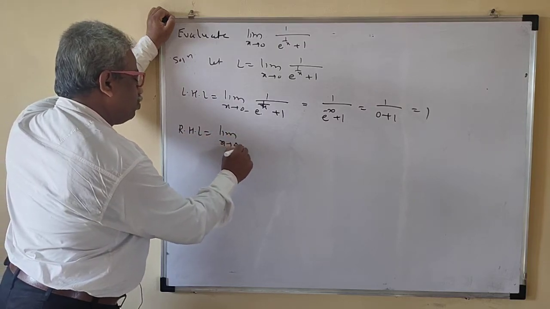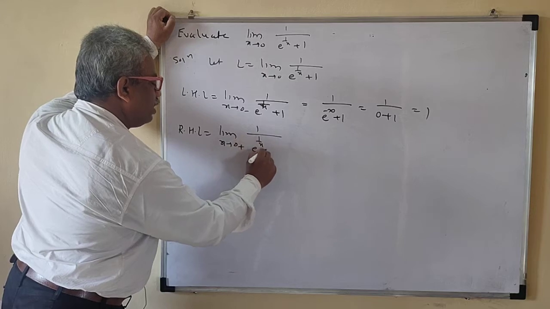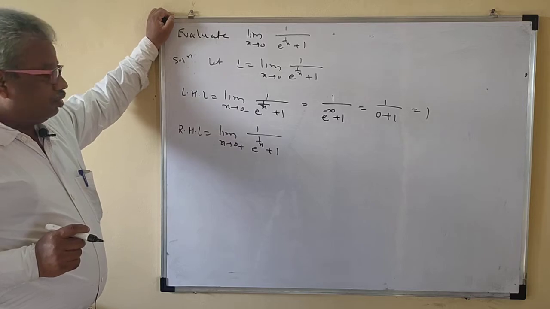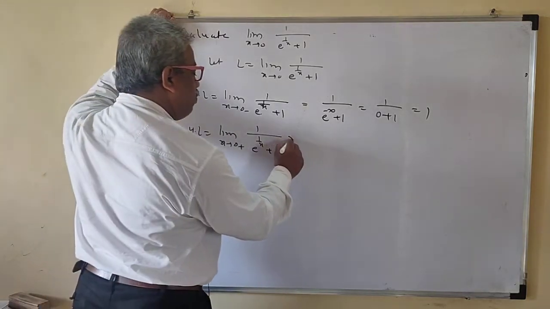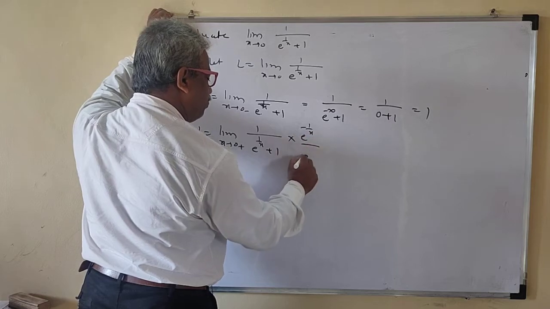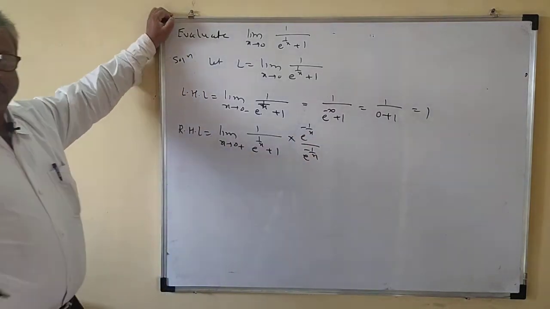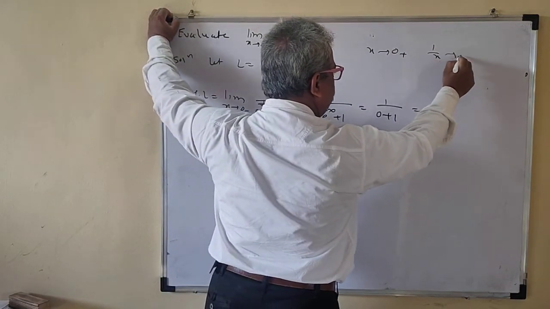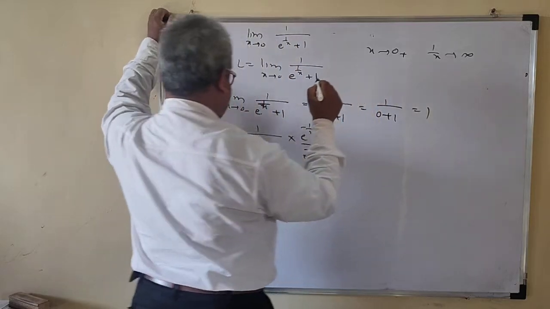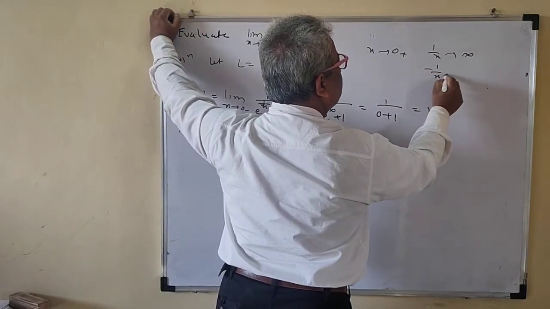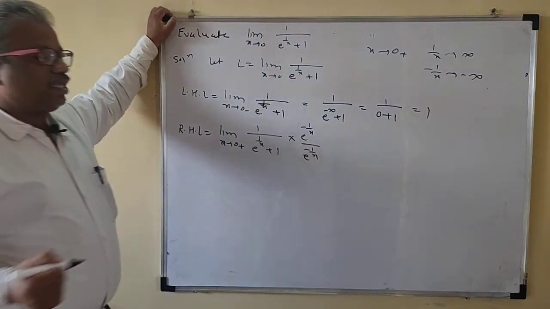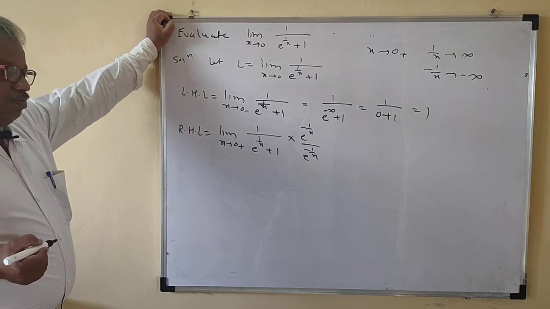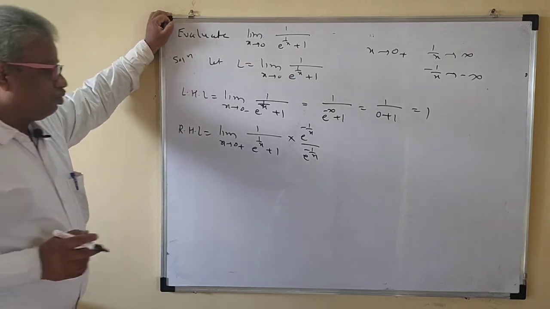Limit x tends to 0 plus of 1 upon. Don't write directly. This is e raised to infinity, so 1 upon infinity, note that 1 upon infinity is 0. So for that, what will we do? We'll multiply and divide by e raised to minus 1 by x. Because x tends to 0 plus means 1 upon x tends to plus infinity, and minus 1 upon x tends to minus infinity.